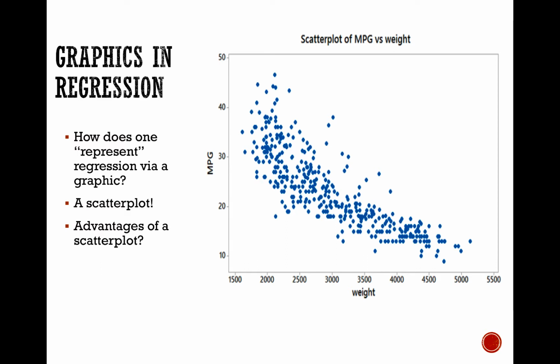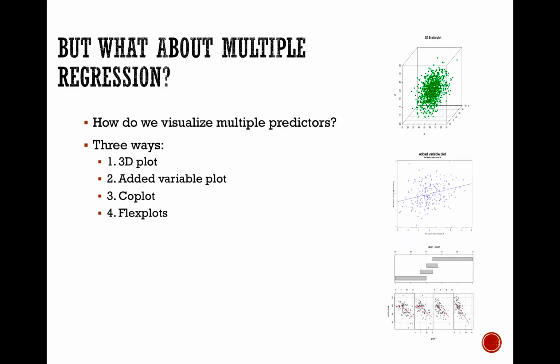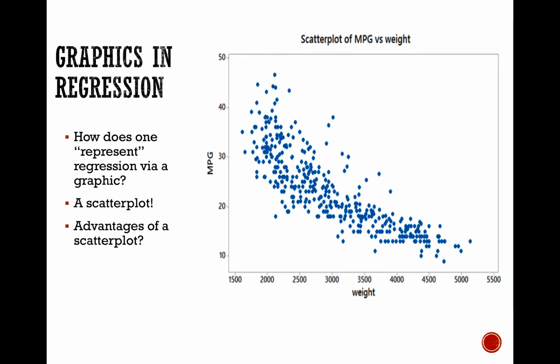All right, so in regression, like I said, how does one represent regression via a graphic? You use a scatter plot. So what are the advantages of a scatter plot? They are many. Well, it shows all your raw data right there, so it's basically impossible to lie. It's intuitive to understand. It's awesome, and it'll bring peace, happiness, and joy for the rest of your life. Those are basically the advantages of a scatter plot.